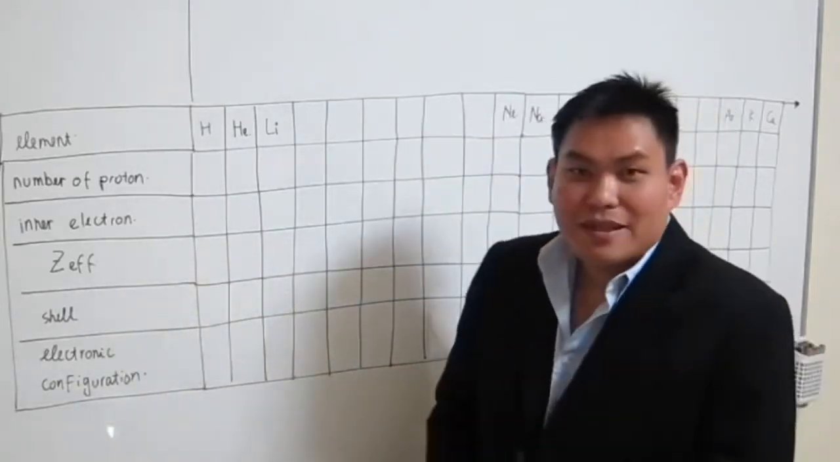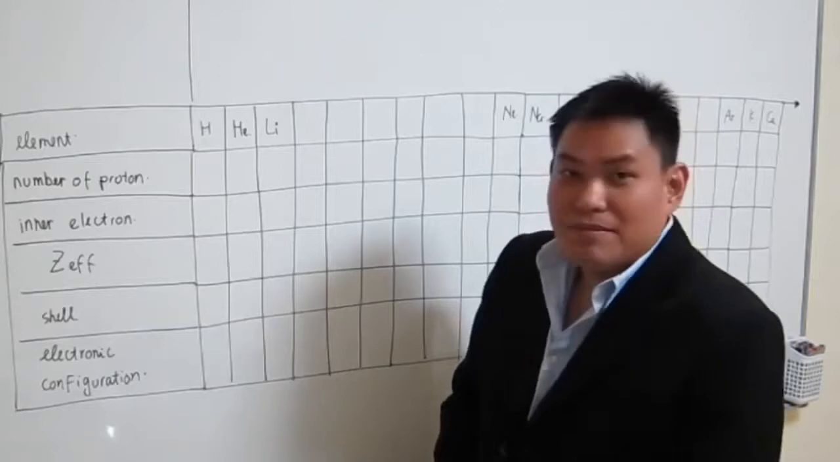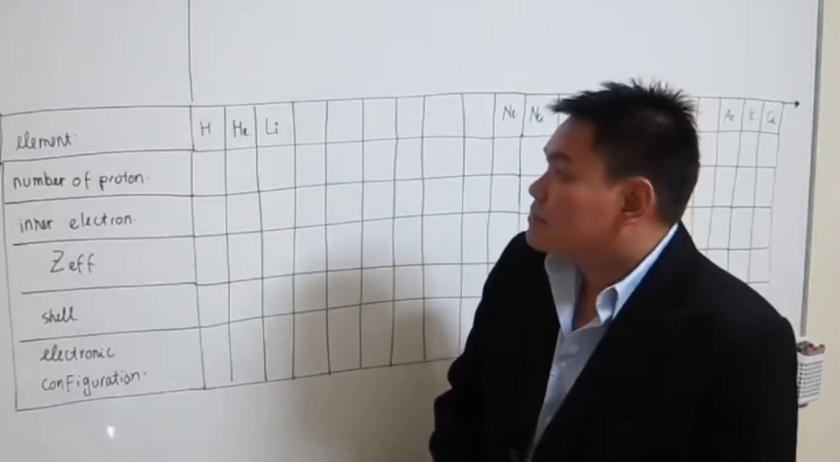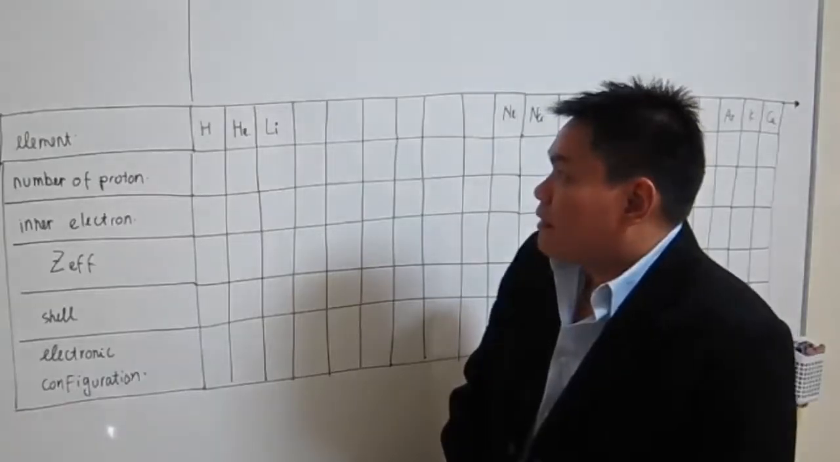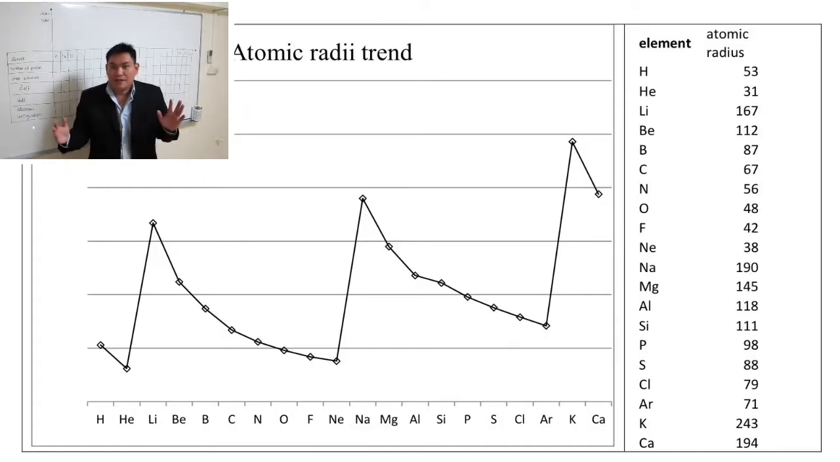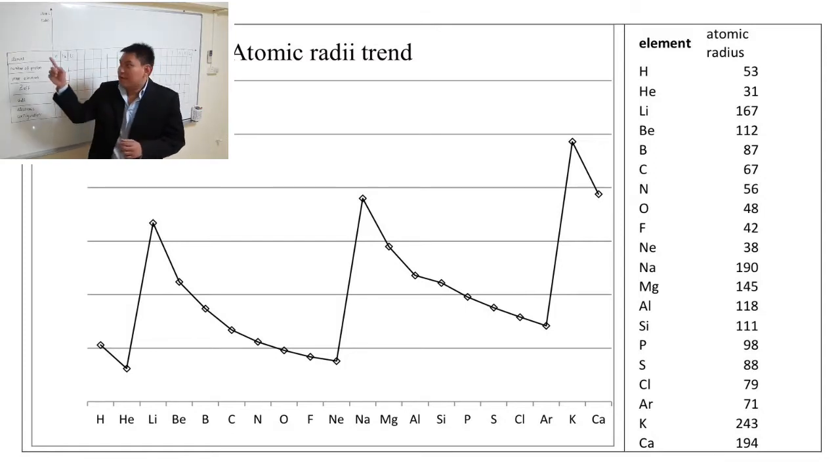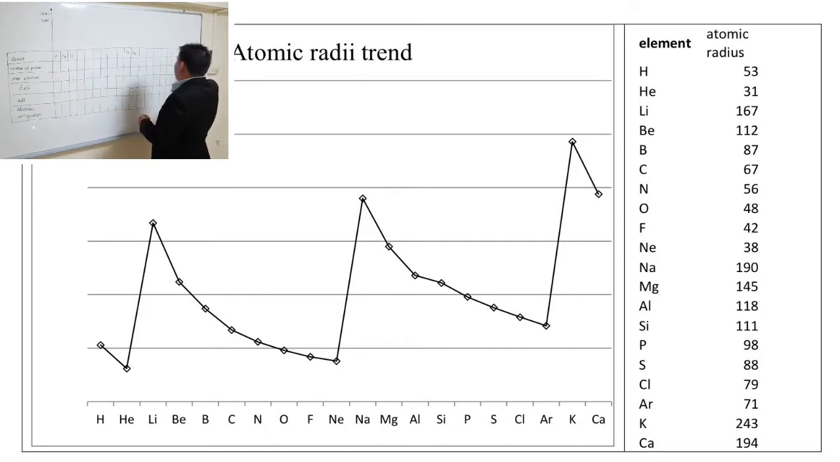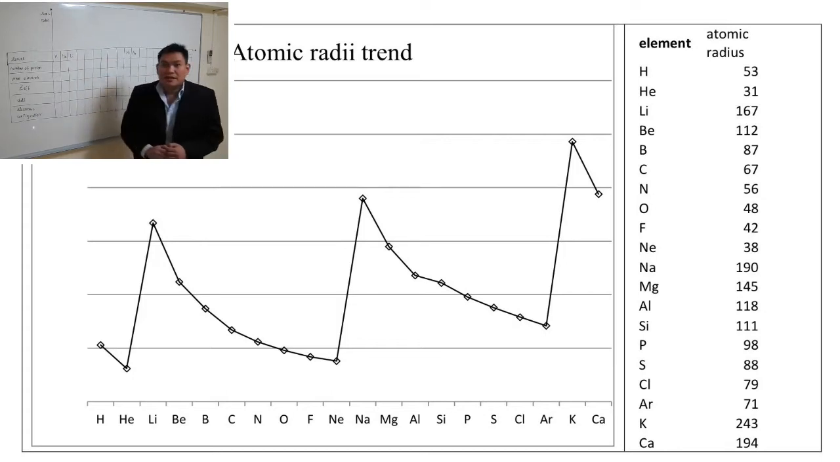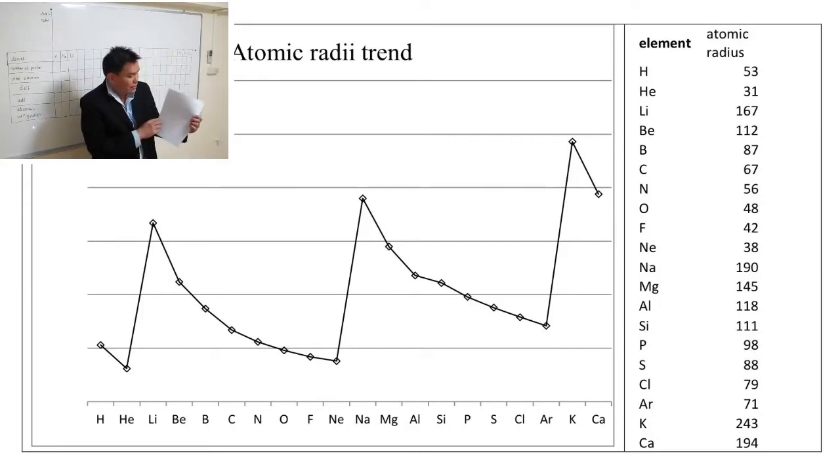The topic that I would like to cover today is about the trend in atomic radius. A lot of students memorize the trend in atomic radius. There will be a graph of atomic radius against the name of the elements. A lot of students memorize it because the students don't understand. If you plot the graph, it will look like this.